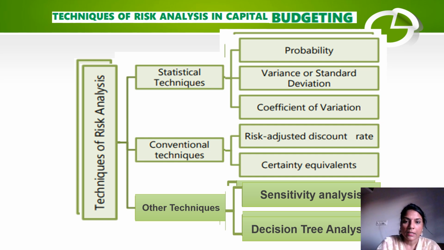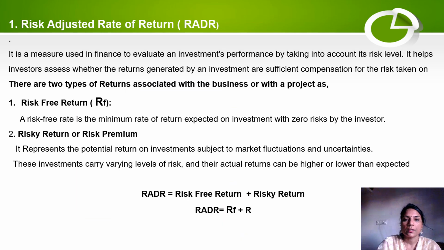Under the statistical technique we have probability, standard deviation or coefficient of variation, while conventional techniques include the risk adjusted discount rate approach or certainty equivalent approach. So the RADR approach is a conventional technique. In this video I will be discussing in detail the risk adjusted discount rate approach. Other techniques include sensitivity analysis and decision tree analysis.